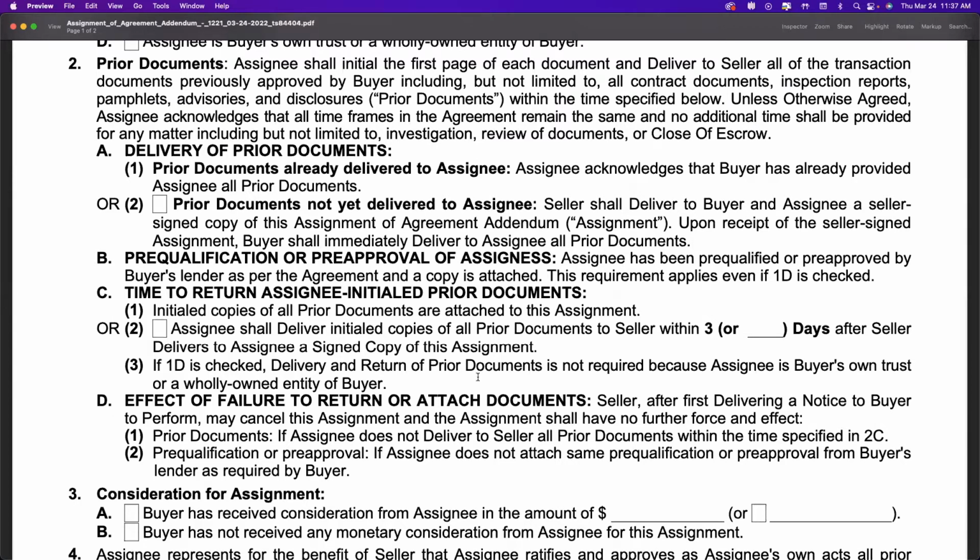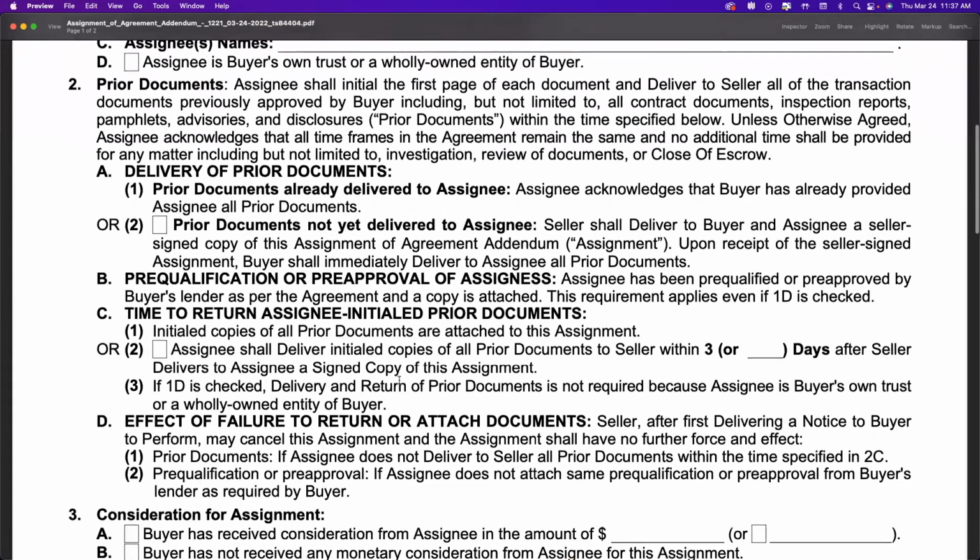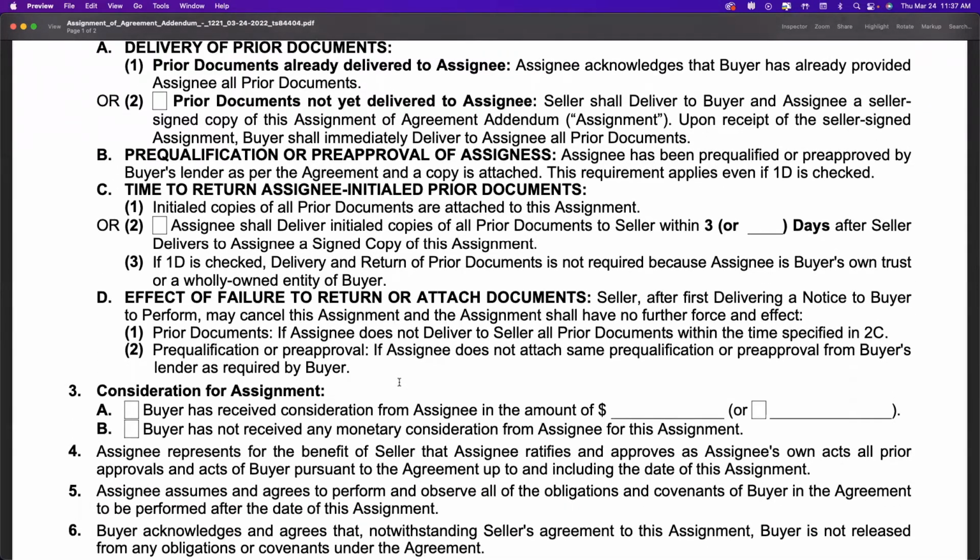Well, now here's the thing. That's for any assignment. That means either a partial or a full assignment. We're going to talk about a full assignment right now. So these are just some things that we have to check off. You have to disclose buyer has received consideration from assignee. You have to disclose it.